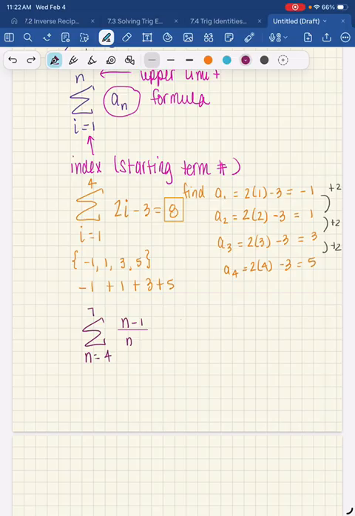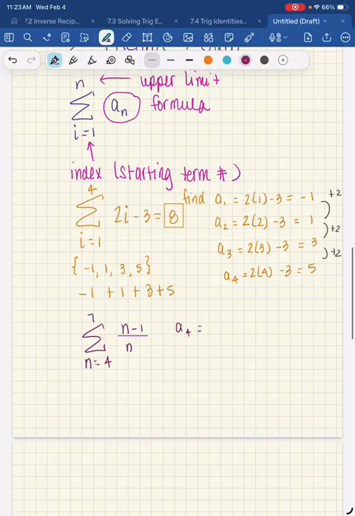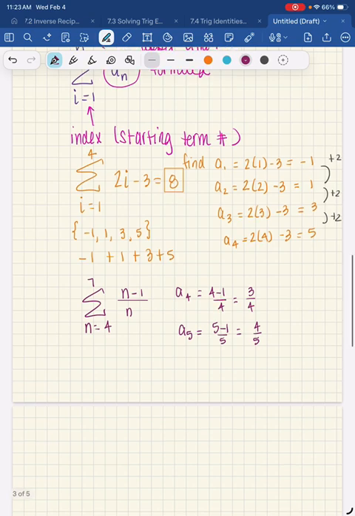Okay, so when I plug in 4, I'm starting with 4 because this index at the bottom is 4. That's going to be 4 minus 1 over 4, which is 3/4. And then I'm going to plug in 5, and that's going to be 5 minus 1 over 5, which is 4/5. Then I'm going to plug in 6, and that's 6 minus 1 over 6, which is 5/6. I'm not going to show the work for 7. When you plug in 7, you are going to get 6/7.